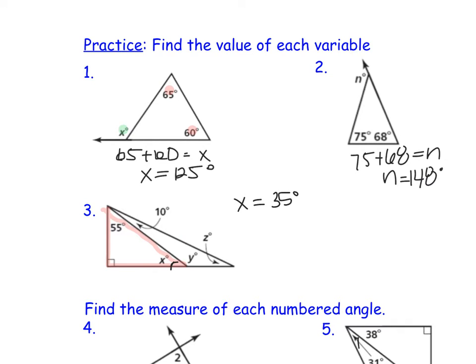Now, x and y are going to be a linear pair, so those two need to add up to be 180. So I can figure out what y is by doing 180 minus 35, which will get me 145. Which then means our last one here, I have 10 plus 145 plus z equals 180, and z is going to end up to be 25 degrees.